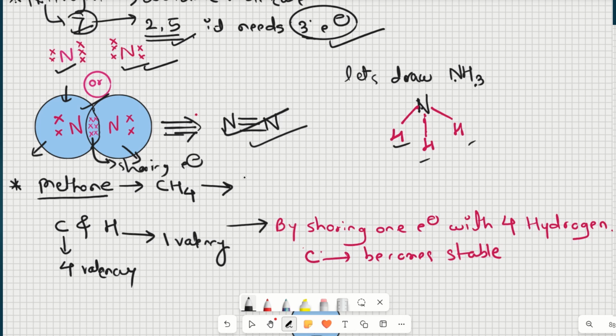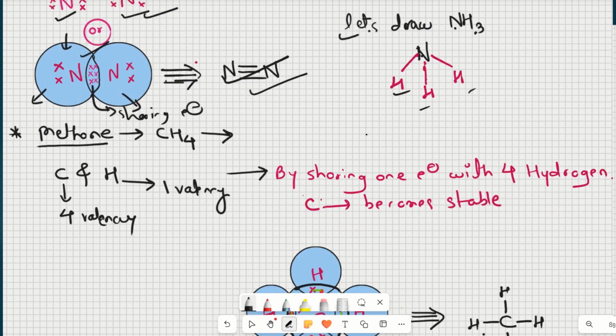We can draw the structure if you know about the single bond, double bond and triple bond; you can draw any structure. So here we are drawing ammonia. The structure of ammonia has one nitrogen and three hydrogen atoms. We already know now that nitrogen shows a triple bond. So simply draw three bonds and then connect them with the hydrogen atoms.